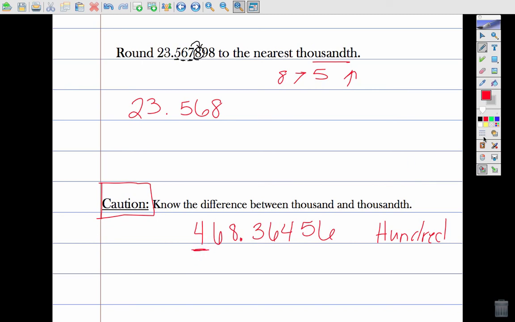So here I want to round it to the hundreds, and I'm going to look at my next number, 6, and that is bigger than 5. 6 is greater than 5, so I'm going to round up. So I'm going to round this to 400. Oops, excuse me. I'm going to round this to 500.